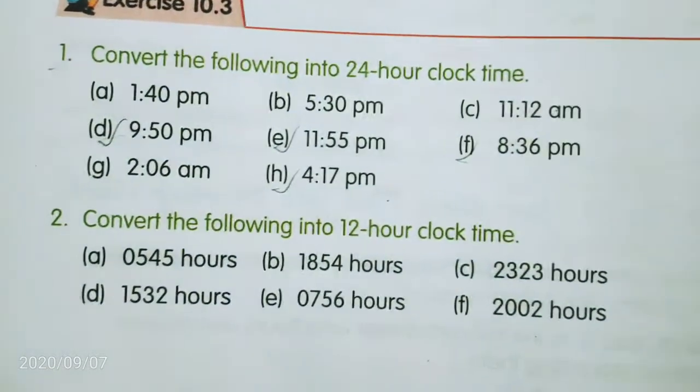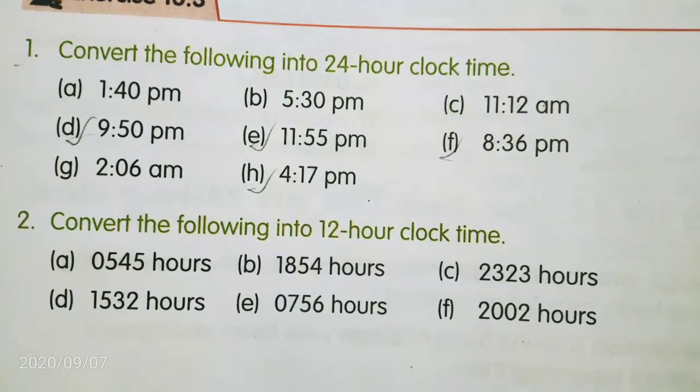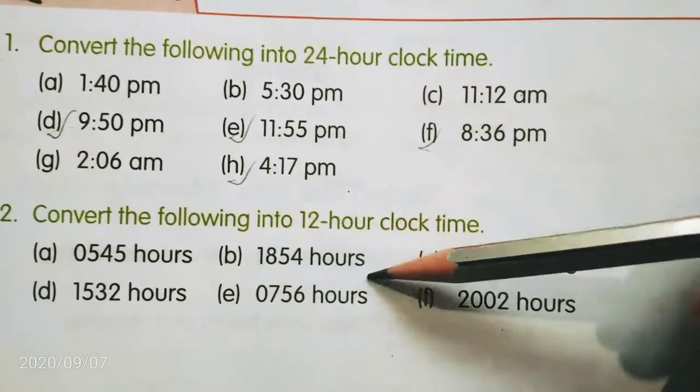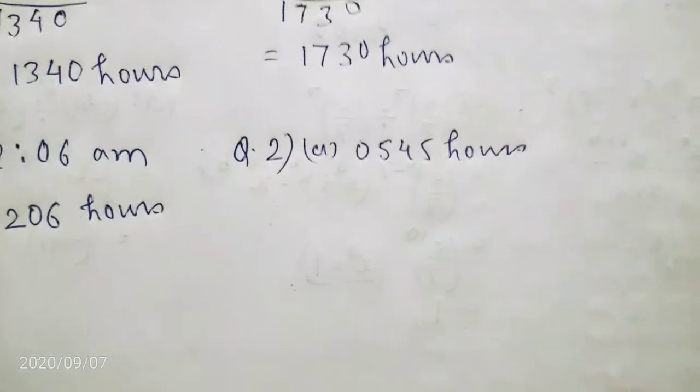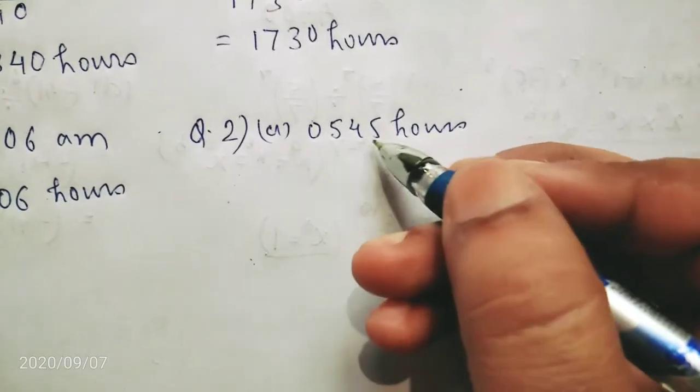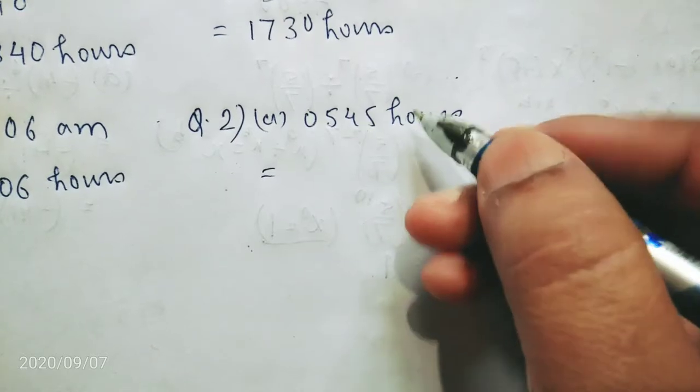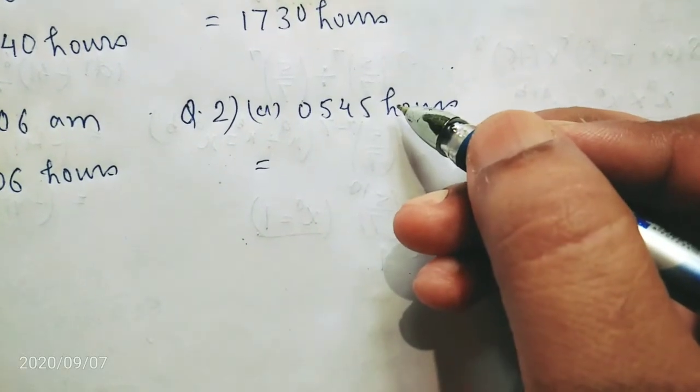Now let's see question number 2. Convert into 12-hour clock. Now it is given in 24-hour clock, and you have to convert into 12-hour clock. So in this question 2, 0545 hours is given. You have to convert it into AM or PM, 12-hour clock. So how to identify whether it will be AM or PM?